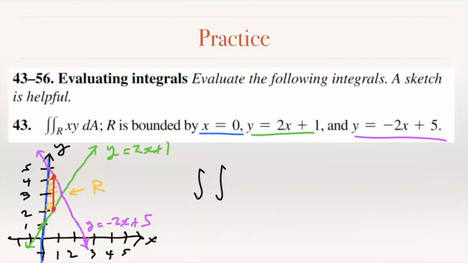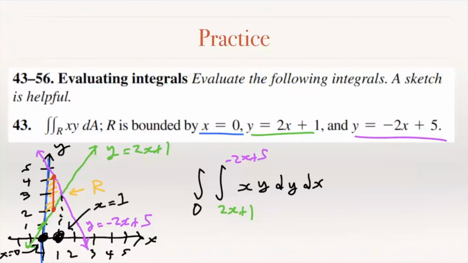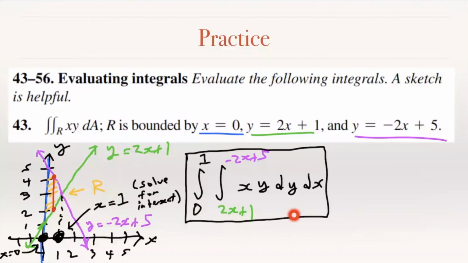And that's much nicer. That means that we're going from 2x plus 1 up to negative 2x plus 5 of our function xy, dy, and then dx, we are moving from 0 up to x equals 1. In this case, we can see it graphically. In other cases, you would just solve for the intersection of these two lines. So that would be the setup for solving this problem, and then you would go ahead and evaluate that.